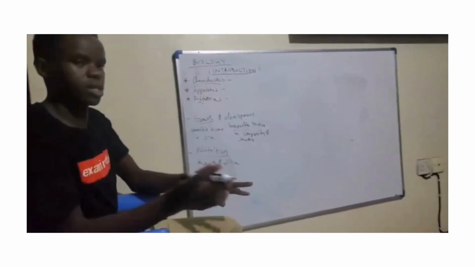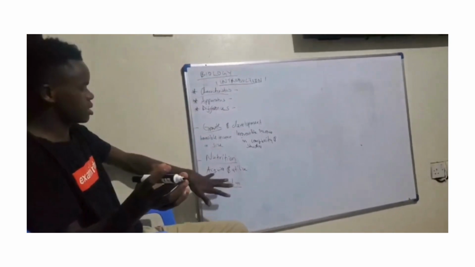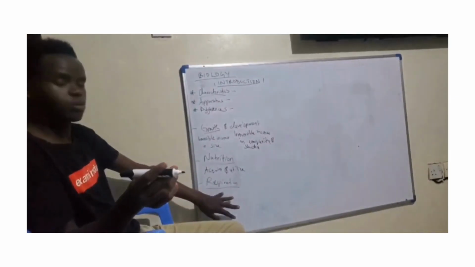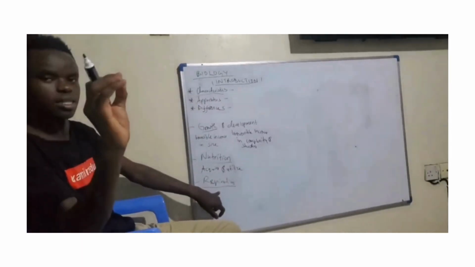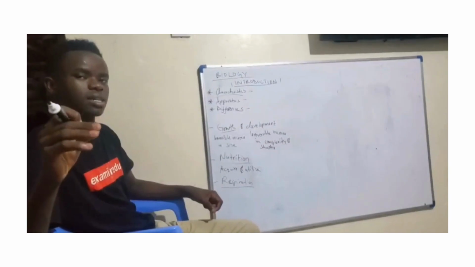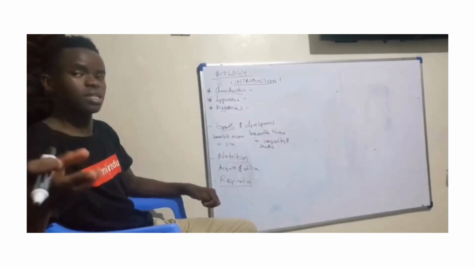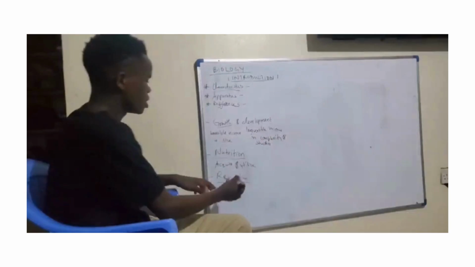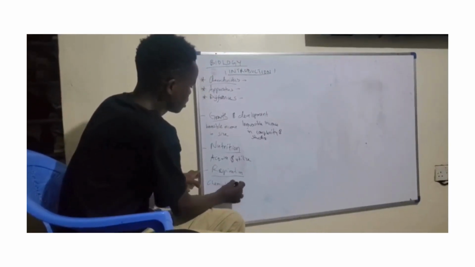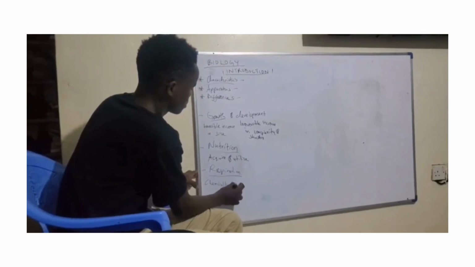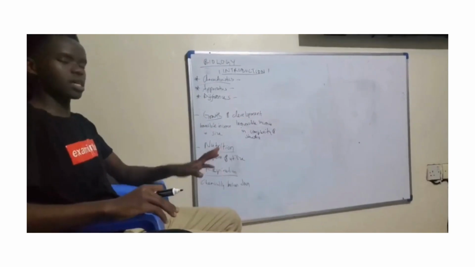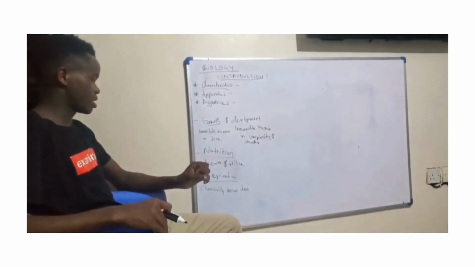Respiration now is a chemical part. Nutrition is just acquiring and utilizing the food substances. But when you come to respiration, it's the process by which food substances are chemically broken down into simpler substances that can be utilized by the cells. So here you have to take quick note of chemically broken down into smaller substances that can be utilized by the cells.